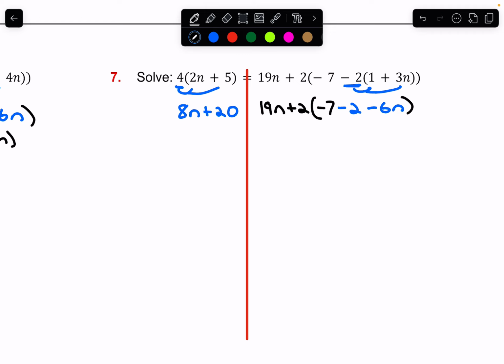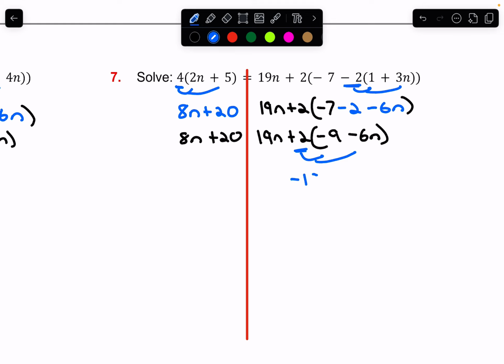All right, a little bit of combining like terms. The left side stays exactly the same, 8n plus 20. The right side, 19n plus 2 stays. But inside these parentheses, negative 7 minus 2 gives me a negative 9. All right, and then in this next step, I can go ahead and distribute a 2. Okay, notice very repetitive process, right? Just distribute, combine like terms. Distribute, combine like terms. So when I distribute this 2, I'm going to get negative 18 minus 12n, and I still have a 19n in front and an 8n plus 20 on the other side.